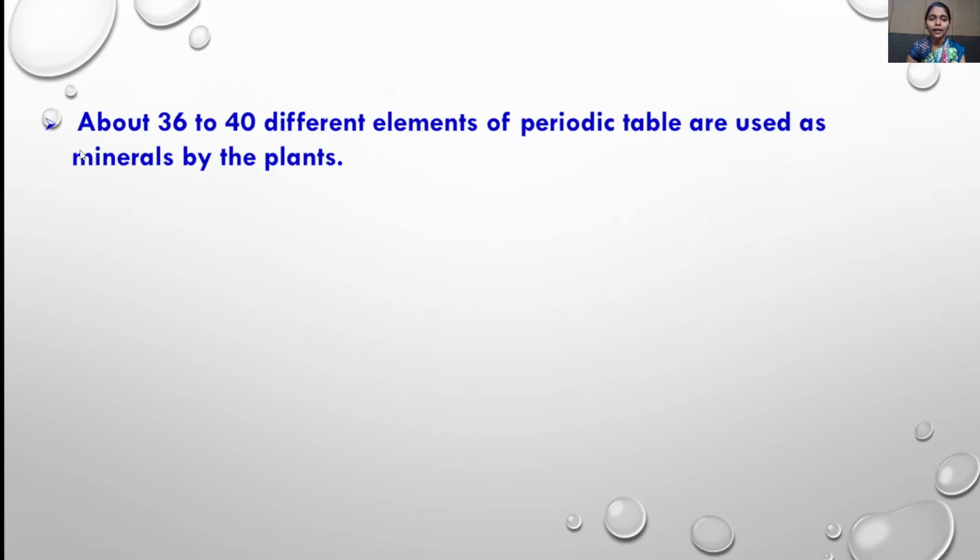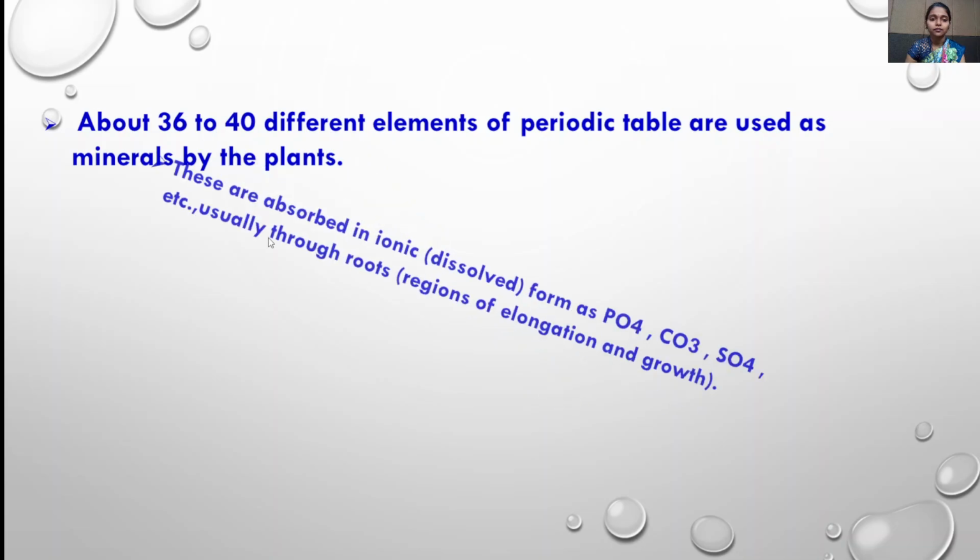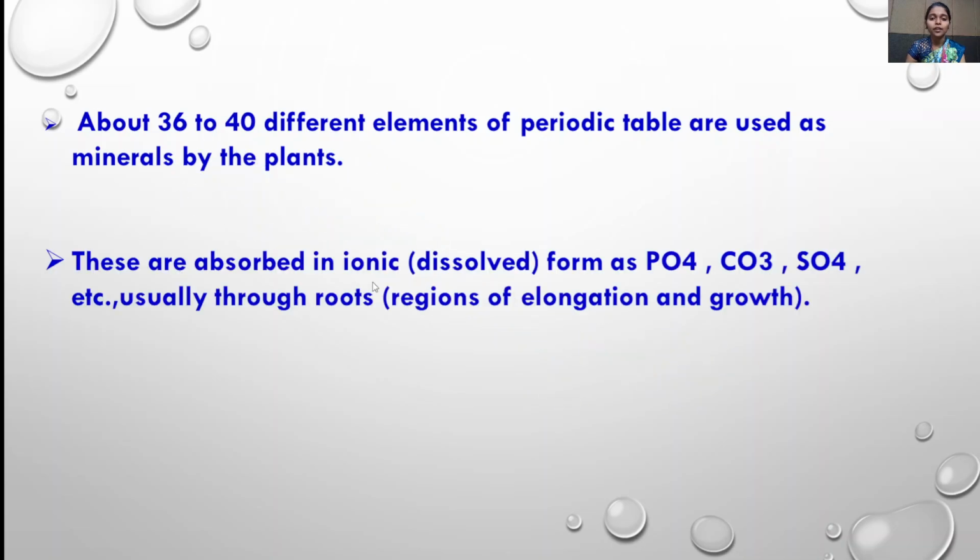Moves to the next slide. About 36 to 40 different elements of the periodic table are used as minerals by the plants. These are absorbed in ionic or dissolved form as PO4, CO3, SO4, etc. usually through roots, in the region of elongation and growth.